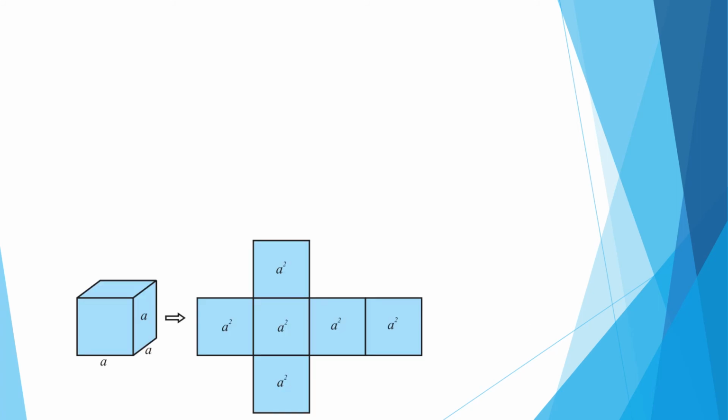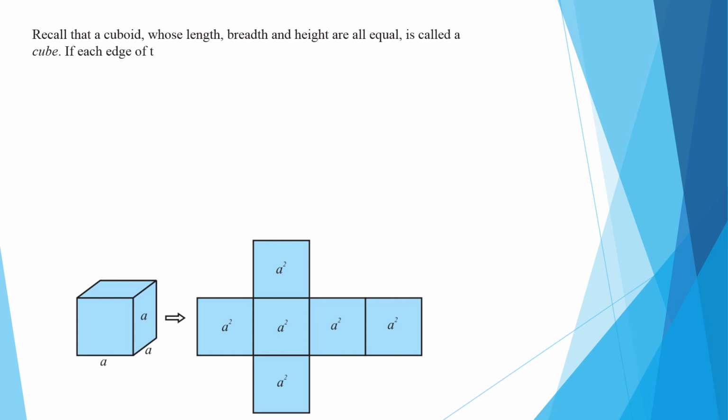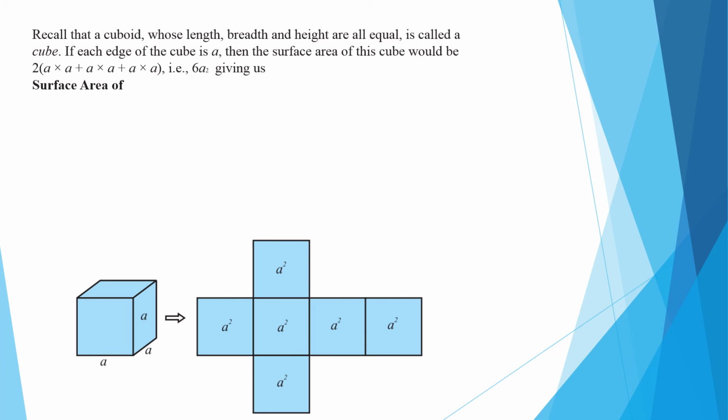After this, we are taking the cube. Now the same thing we can find for the surface area of a cube. For that, you need to recall that it is a cuboid whose length, breadth and height are all equal, because in a cube all sides are equal, so it is called a cube. If each edge of a cube is denoted by A and each face is shaped like a square, then the surface area of this cube would be 2 times (LB plus BH plus HL), that is 2 times (A into A plus A into A plus A into A). That is how many A square? 6A square. This gives the surface area of the cube, that is 6A square.